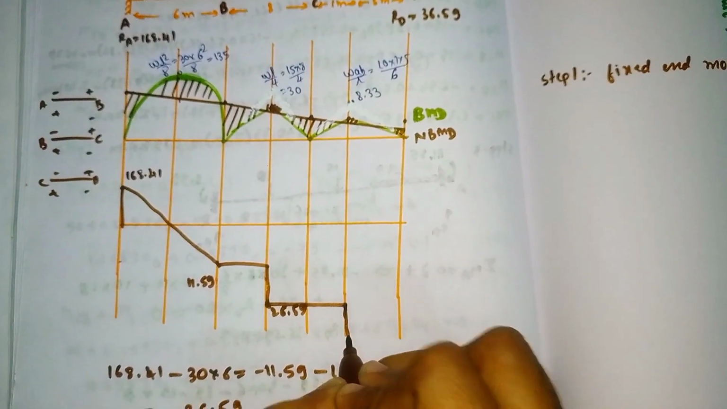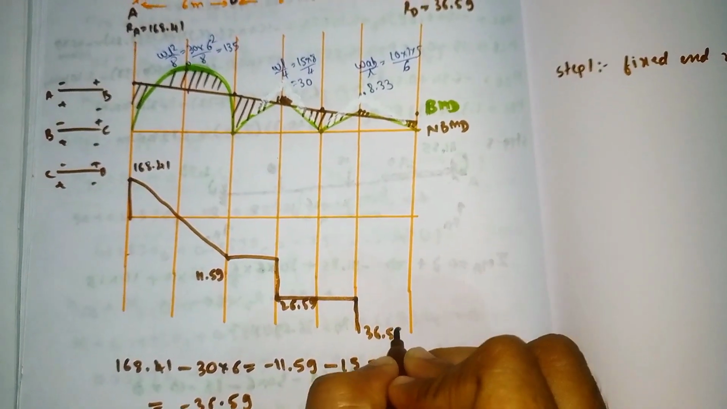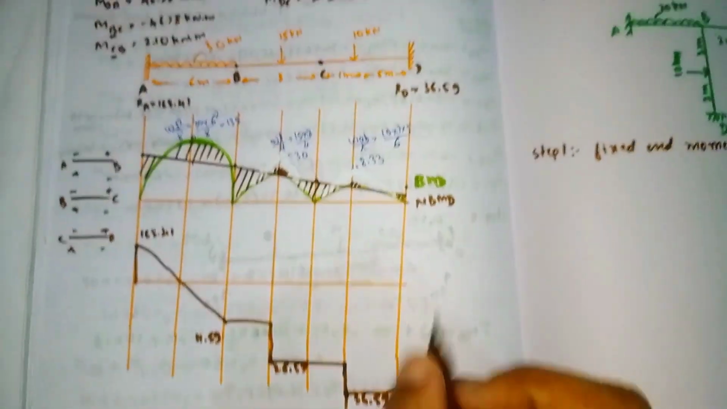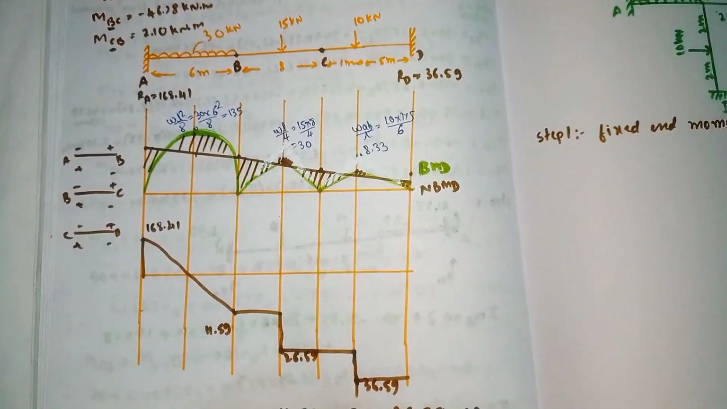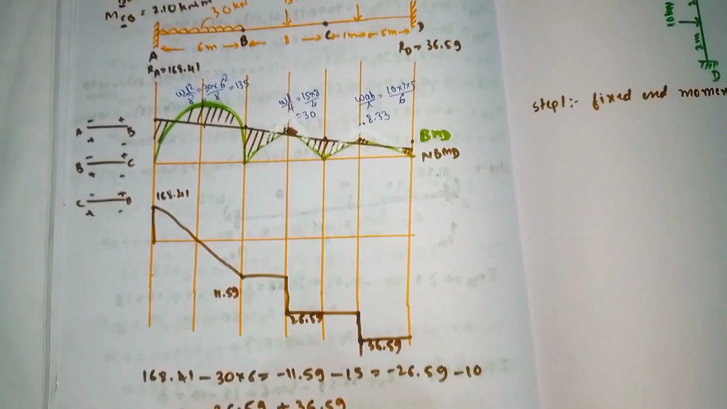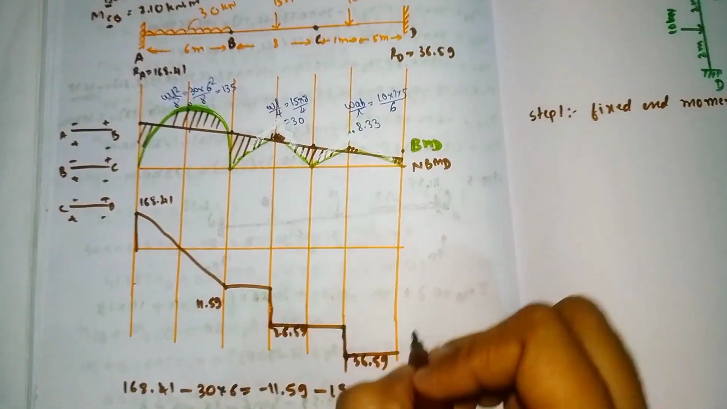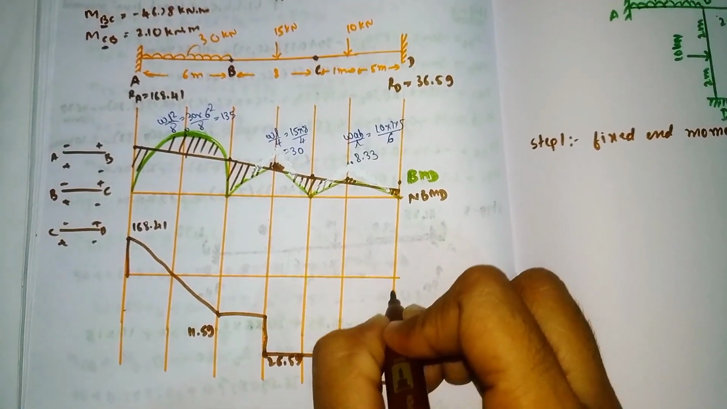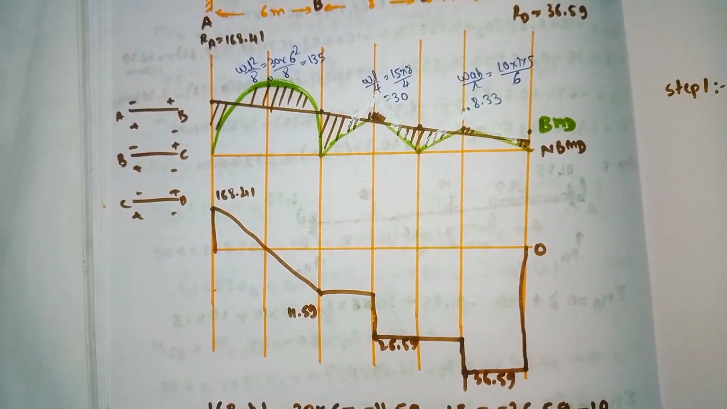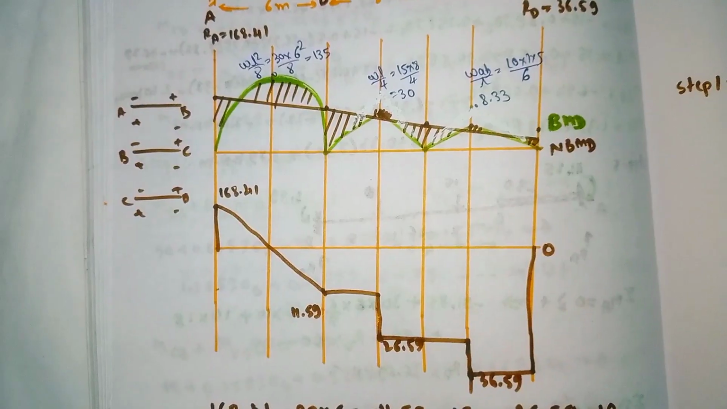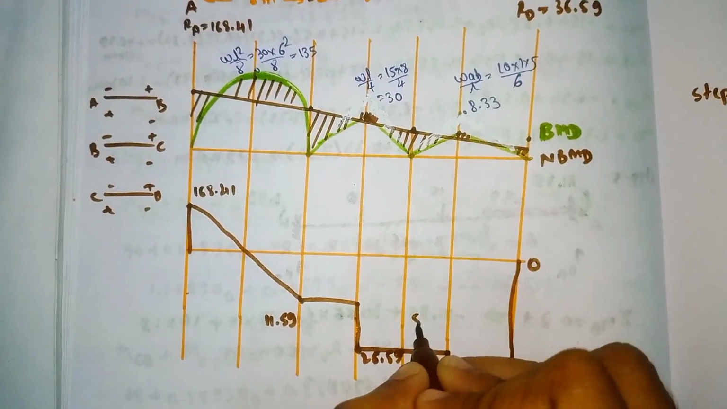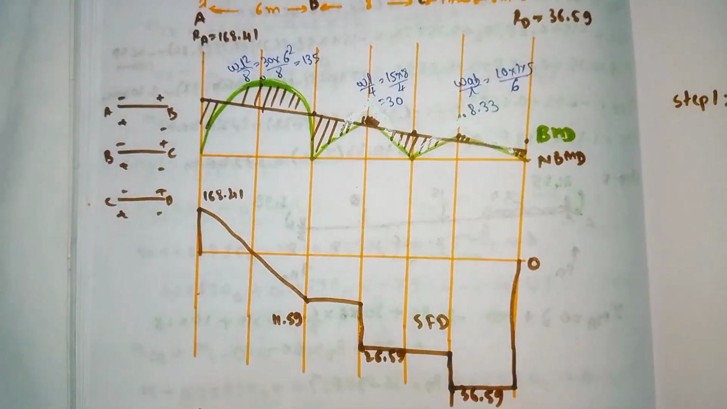So it comes minus 36.59. From here to here nothing, it will come straight. Again here the reaction RD is acting, that is upward. So we need to add 36.59. If you do, our answer will come out as 0. So our line touches the neutral axis. Whenever our value gets 0, it means whatever we have calculated till now is right. So this is how we need to draw the shear force diagram. So this is our shear force diagram.